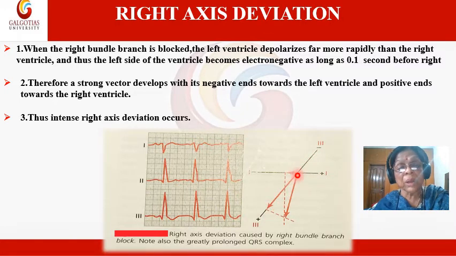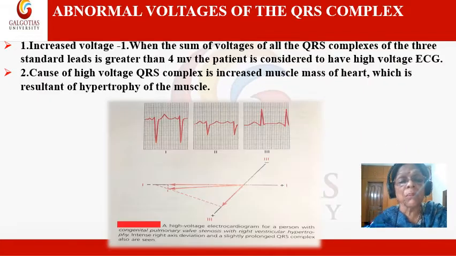So here again the recording is negative. This is lead 3, lead 1, and if we join, this is the direction of the mean electrical axis.